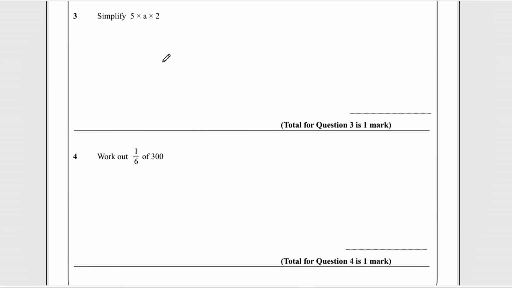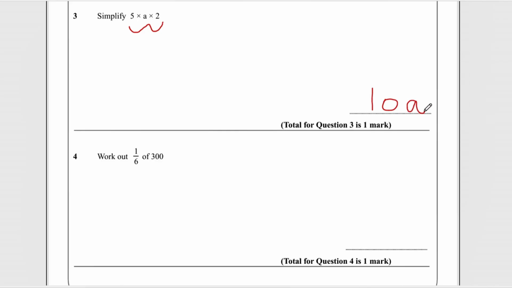Let's go to question three. 5 times 8 times 2. Multiply the numbers, add the letter. So the numbers are 5 and 2. 5 times 2 is 10. Then you have A, so you just add the A, and this is 10A.